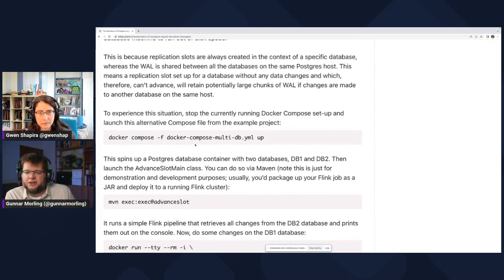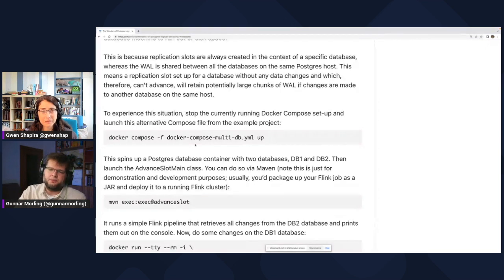Now what can happen is, if you have multiple databases on the same host, and one of them receives many changes, so this database is active, with inserts, updates, deletes running against it, and there's another database which doesn't receive any changes. And you have a replication slot which is connected to this second database. Because there are no updates, or just rather infrequent updates, the connector can never advance this replication slot.